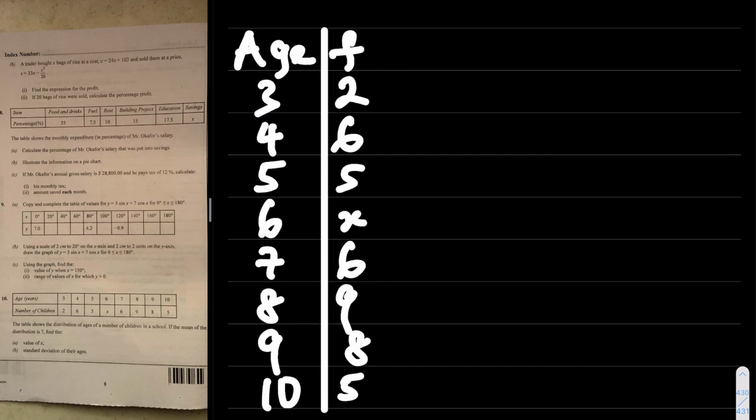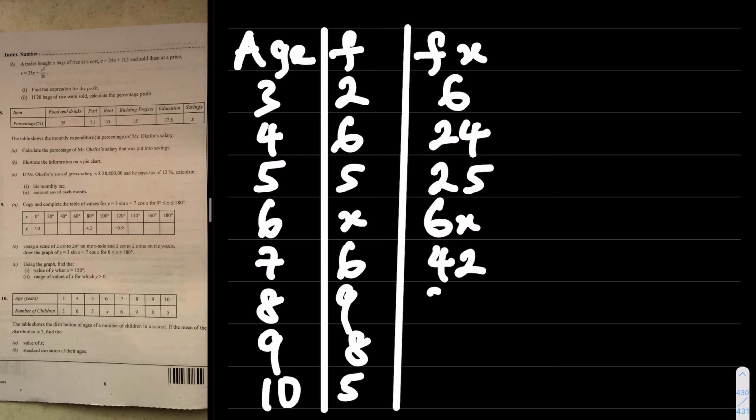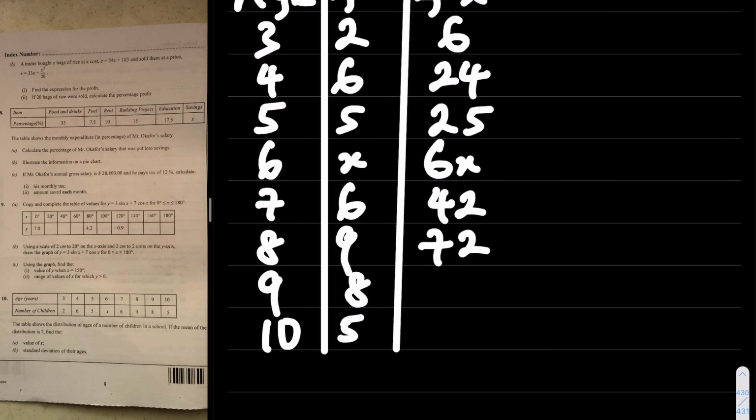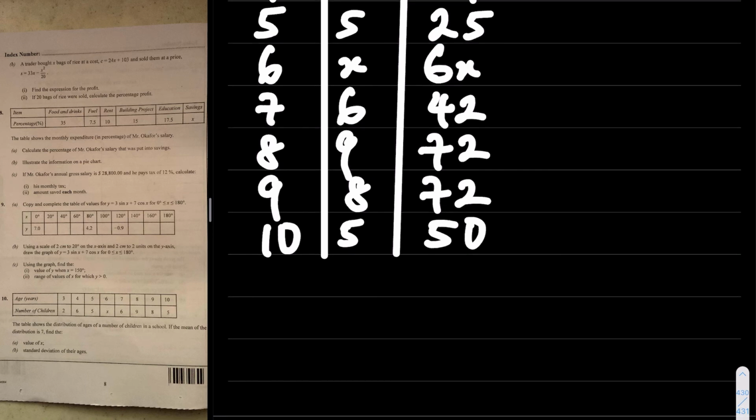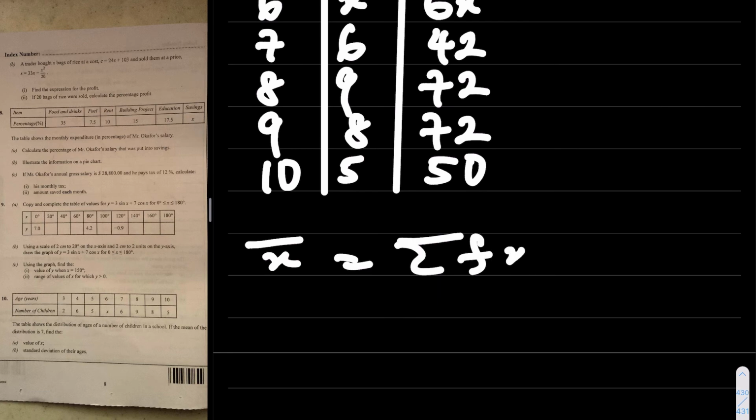Now, I need a column for f times x. So fx will be 3 times 2, which is 6. This will be 24, 4 times 6. 5 times 5, 25. 6 times x, 6x. 7 times 6, 42. 8 times 9, 72. 9 times 8, 72. 10 times 5, 50.